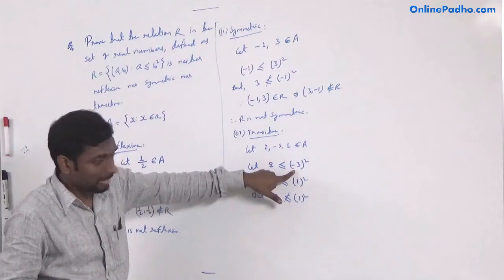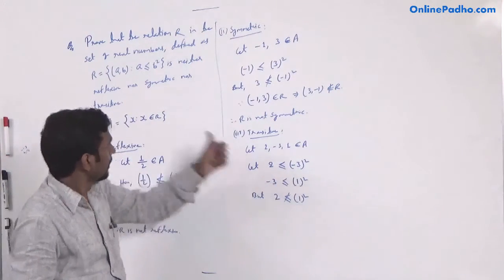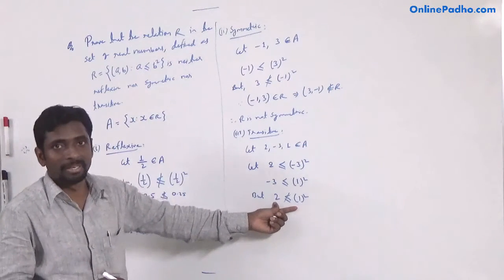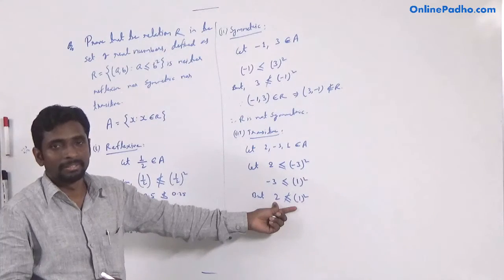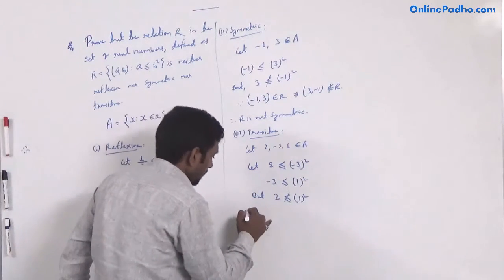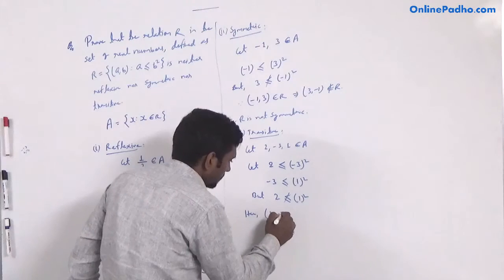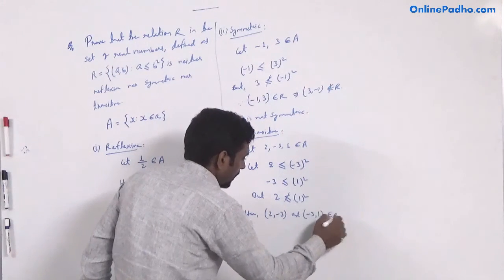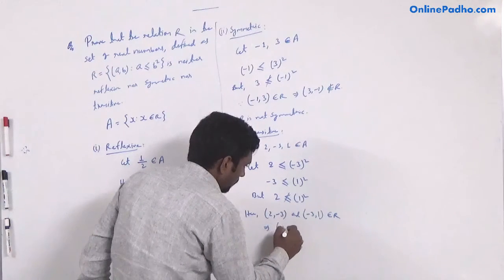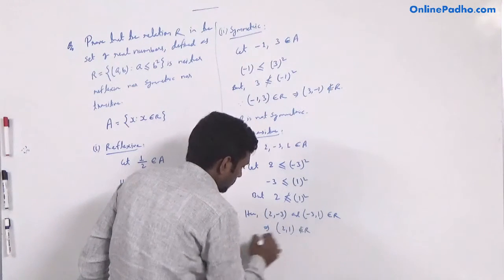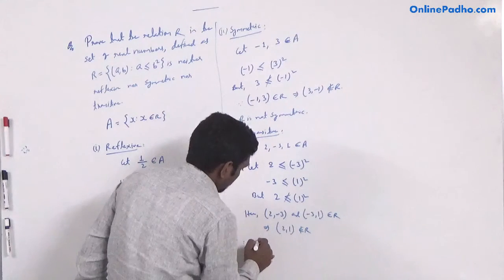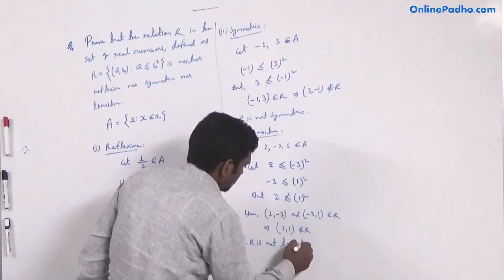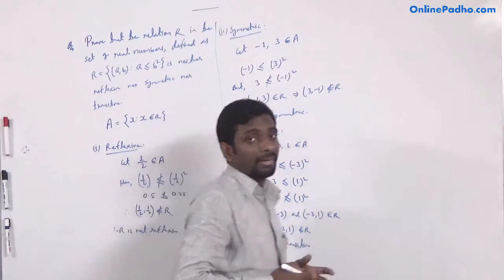(2, -3) satisfies the relation. (-3, 1) satisfies the relation. But (2, 1) does not satisfy the relation. For 3 real numbers, here you can say that (2, -3) and (-3, 1) belong to the relation, but (2, 1) does not belong to the relation. So therefore, R is not transitive. So we can say that R is not a transitive relation.